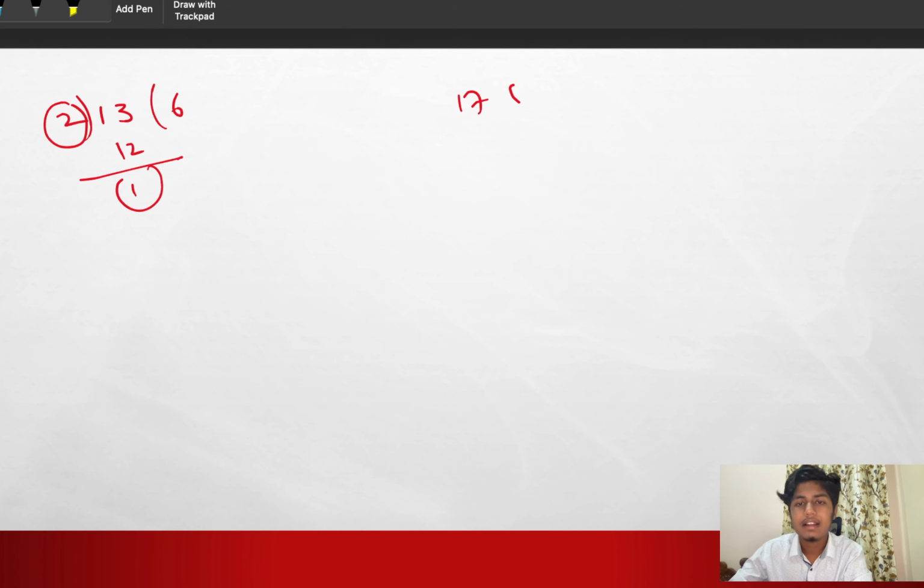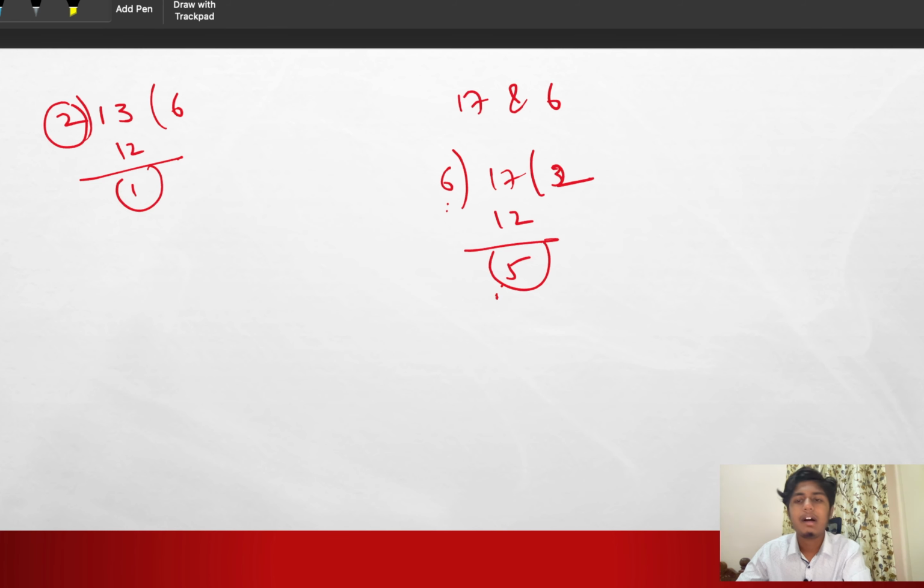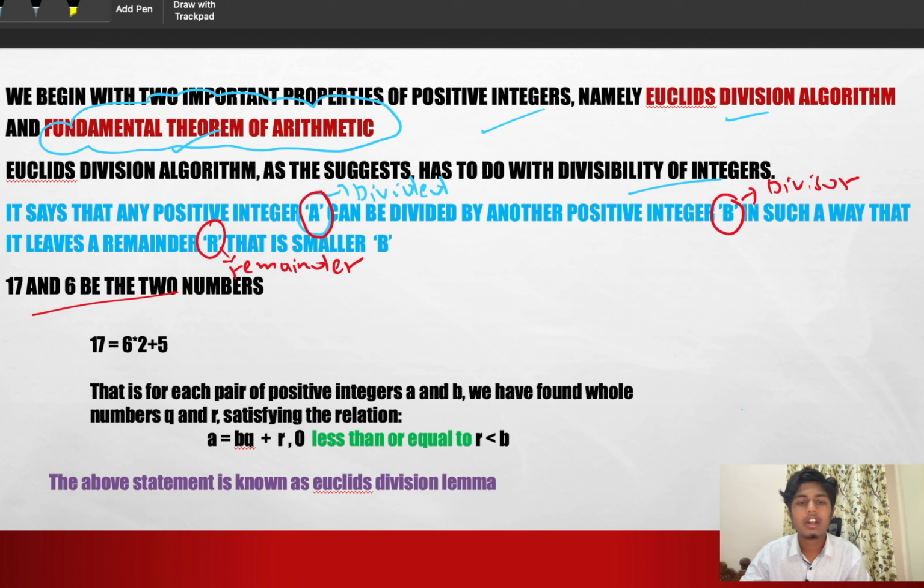17 and 6. 6 into 17, 2 times 12. 5 is the remainder. 5 is always less than 6, so the remainder is always less than the divisor. This is the brief idea about Euclid's division algorithm.